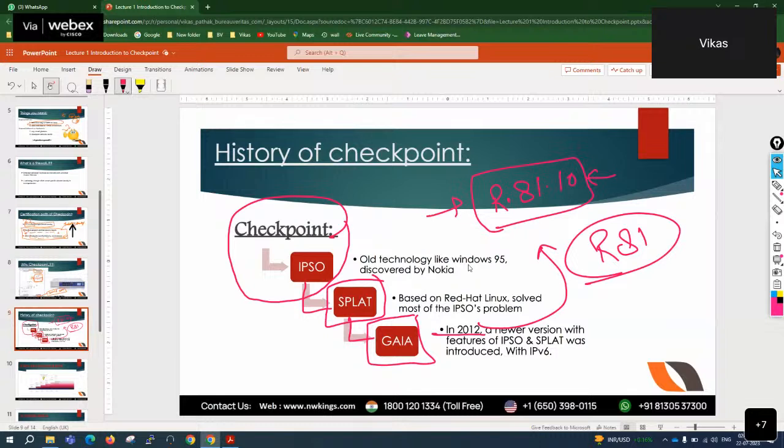They started from IPSO, and IPSO had very basic functions. Then from IPSO, they did a lot of work on their GUI and everything. Then they launched Splat, but in Splat also there were a lot of bugs because it was based on Red Hat Linux, right? So back in 2012, they launched a new version of Splat where they involved the features of IPSO, and they named it Gaia. Okay, so this is the basic history of Check Point.